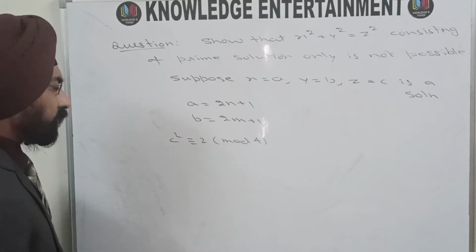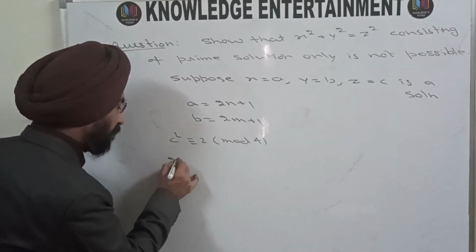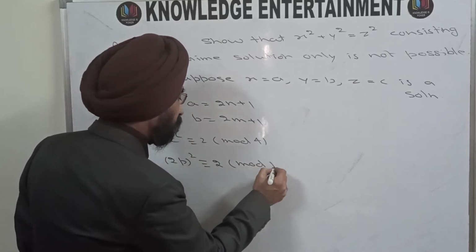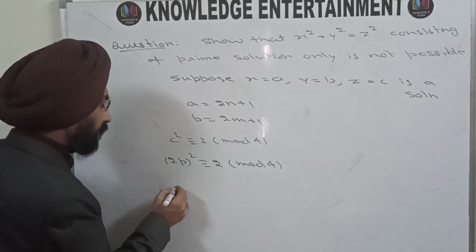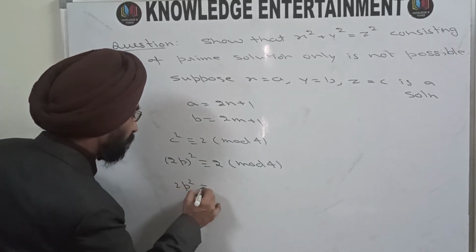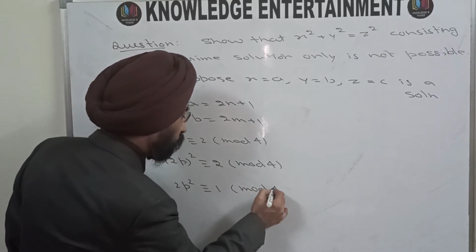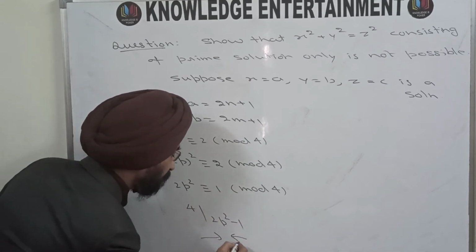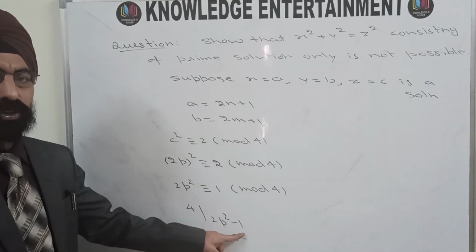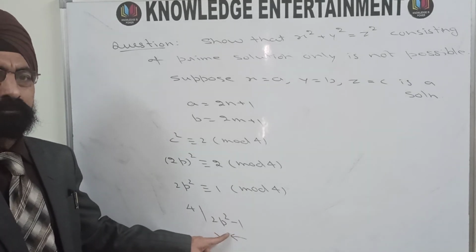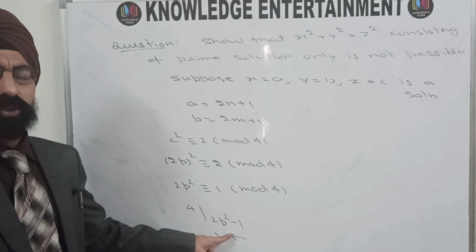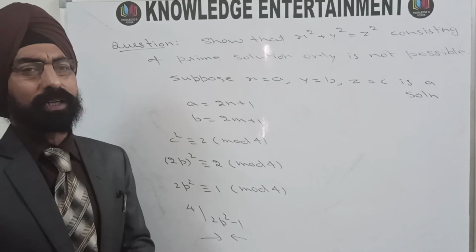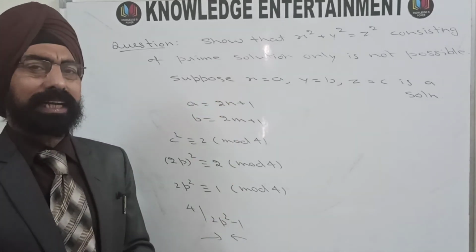And if C is even, again you are having a problem, because if you put C is equal to 2p, then (2p) square is congruent to 2 modulo 4 will give you, 2 will be cancelled out, and you will get 2p square is congruent to 1 modulo 4. That means 4 divides 2p square minus 1, which is again a contradiction. Why? Because 2p square minus 1 is always an odd number, whatever the value of p is. 4 cannot divide an odd number. So again you are getting a contradiction. So whatever the case you will take for A, B, C to be prime, you are getting a contradiction. That means the solution cannot be completely prime.